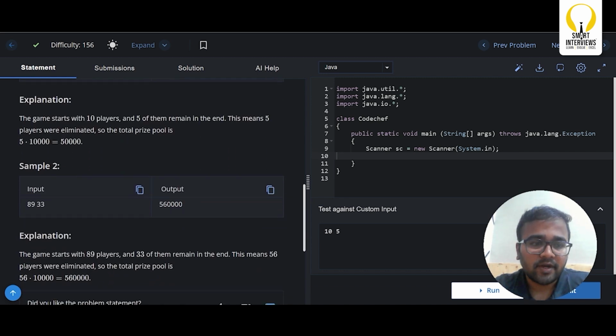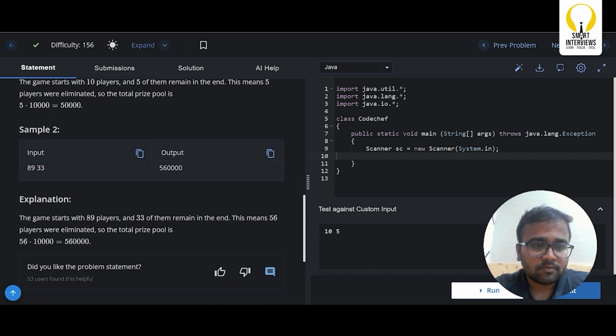Now if you observe the second example, 89 and 33. So initially there are 89 and finally there are 33. The eliminated players are 89 minus 33, which is 56. So 56 players are going to contribute 56 into 10,000, this much amount to the prize pool. So converting this logic into code.